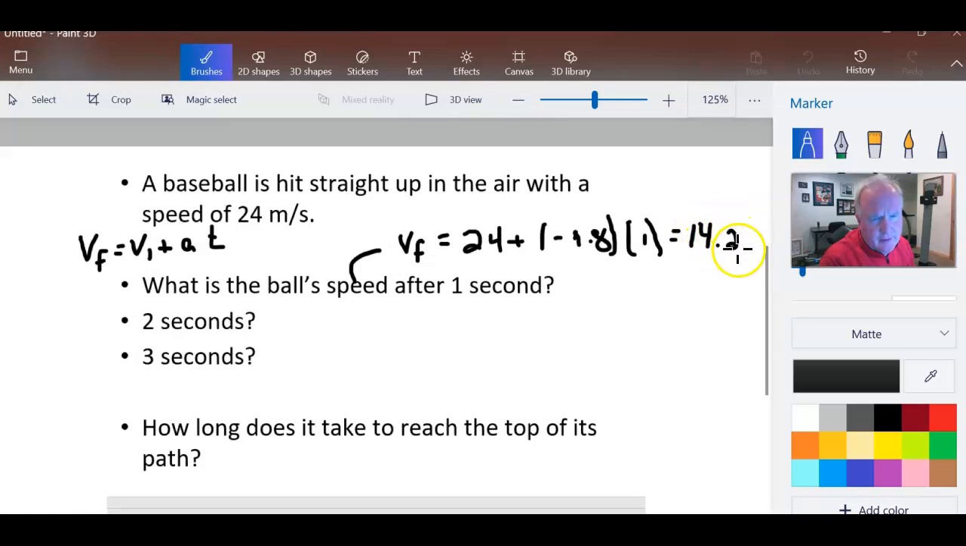Okay, how do we read that? Well, we know that the ball is going to start going up fast, and then it's going to slow down, and then it's going to come back down. So the ball must be somewhere like maybe right here, still going up, but slower than initially at 24.